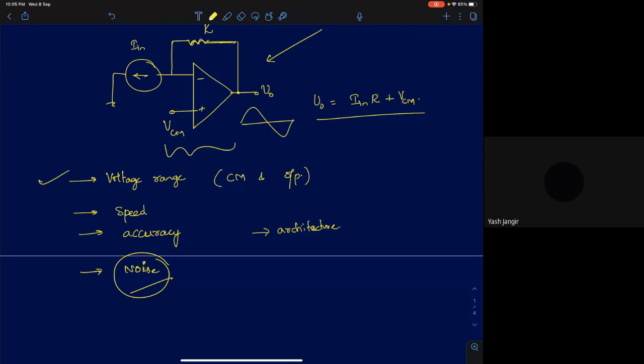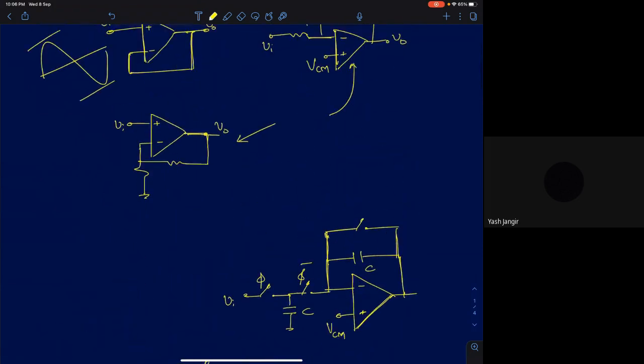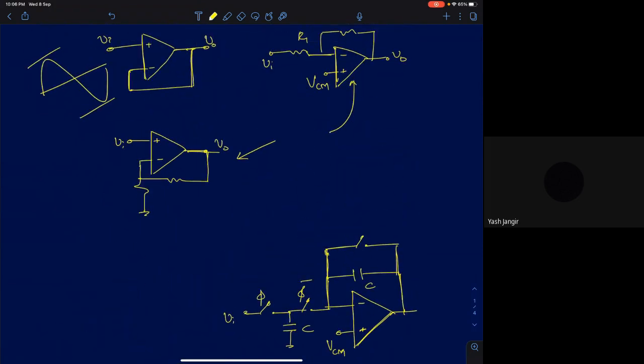Similarly, I've spoken about voltage range. What is this voltage range? What are the range of voltages for which this amplifier will behave as an amplifier, input and output? It applies to both input and output. And also, we will talk about a very important voltage, which is the common mode voltage. In fact, we will see there are some architectures which we will prefer because they will have less reliance.